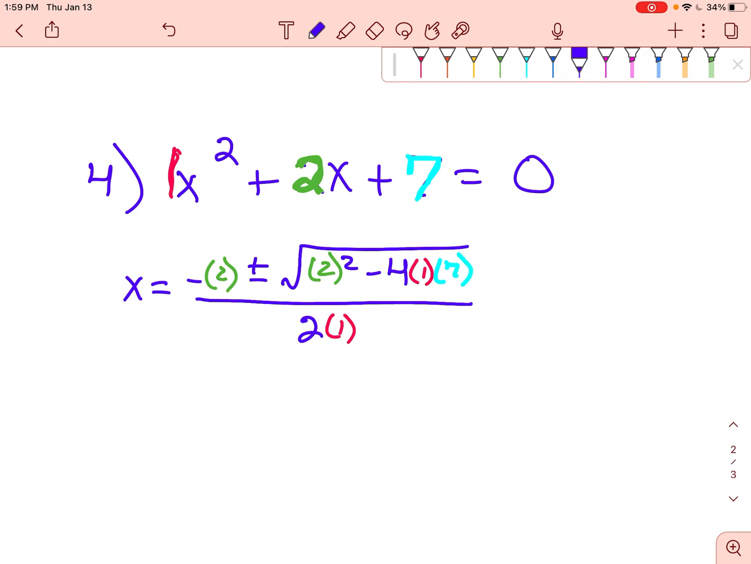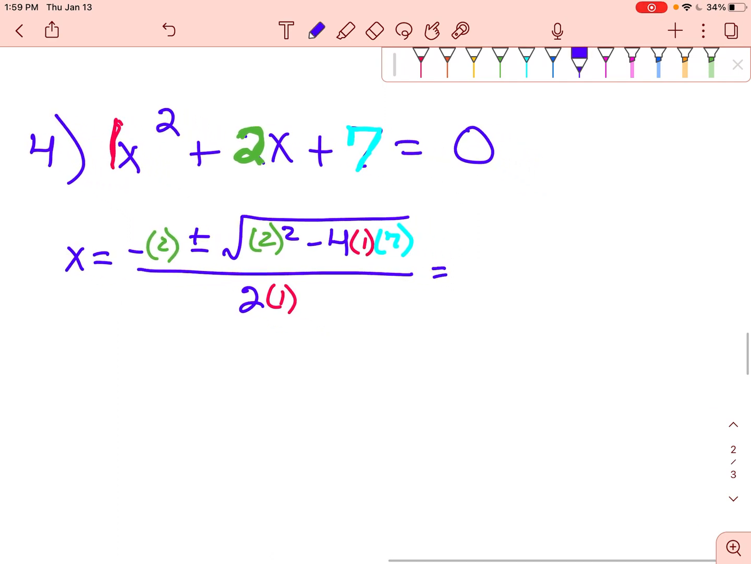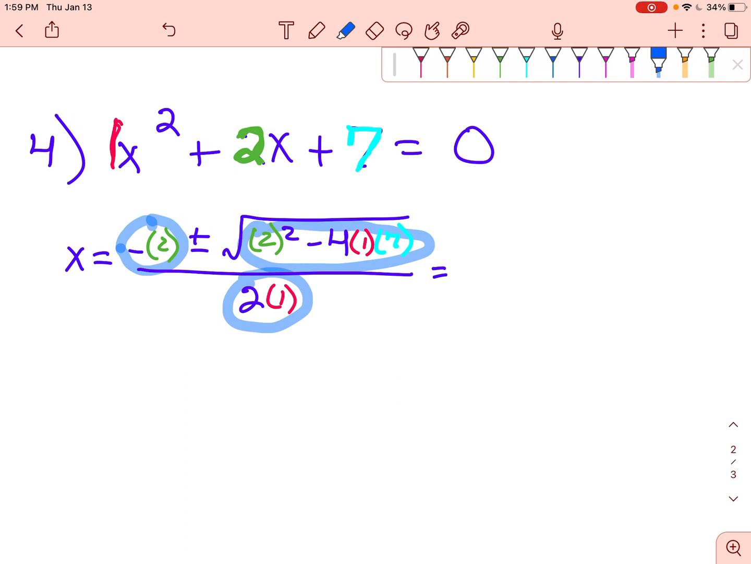Okay, so let's simplify this down. I look at this like 3 different entities to simplify down. I have this I need to simplify, I have all this under here, and I have this right here. So when I go to break this down, the negative 2 just stays a negative 2. The denominator, 2 times 1 is 2, plus or minus, and underneath the square root sign, 2 squared is 4, and 4 minus 4 times 1 times 7 is 28. 4 minus 28 is negative 24.